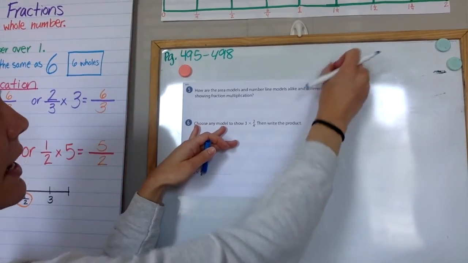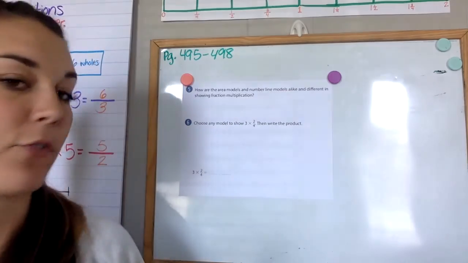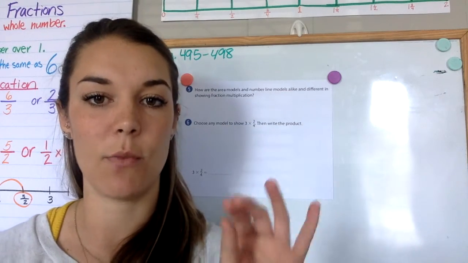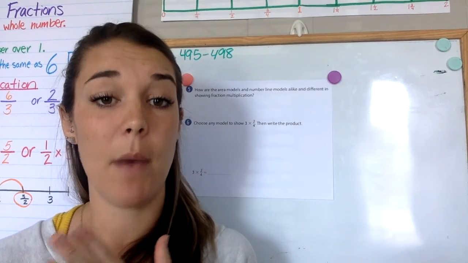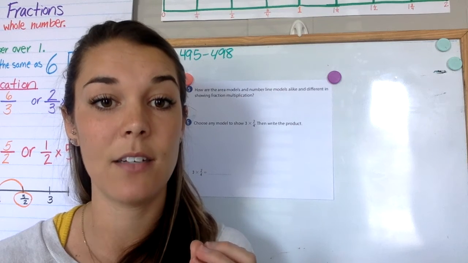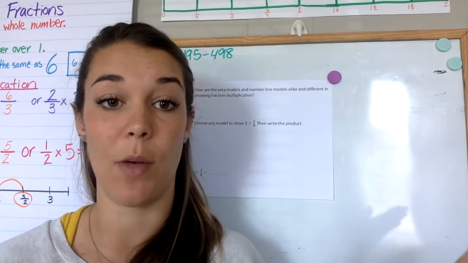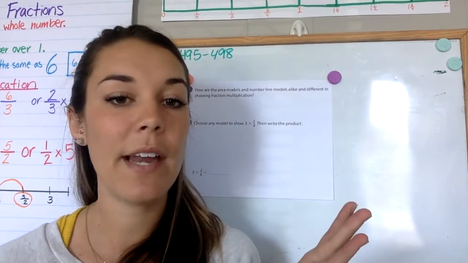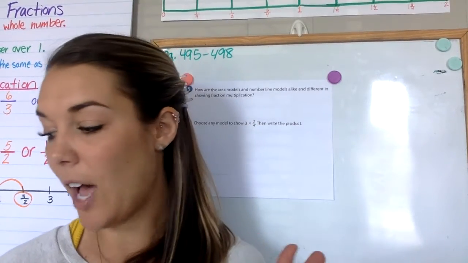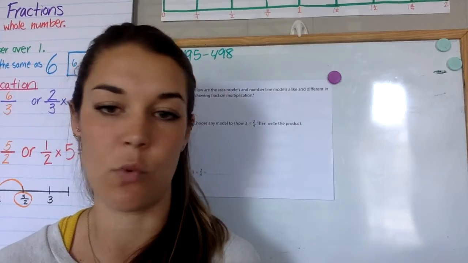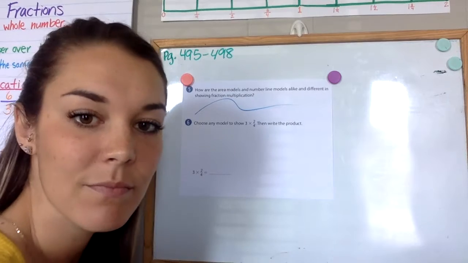Number 5 is asking us, how are the area models and the number line models alike and different, showing fraction multiplication? So we're just going to talk about it. When we use an area model, we're able to visually see the number of parts shaded and how many times you need to multiply that, right? A number line is very similar, but instead you're jumping up that number of times, okay? Lots of times you guys are probably going to like to use the visual model instead, okay? So number 5, you can just cross out.